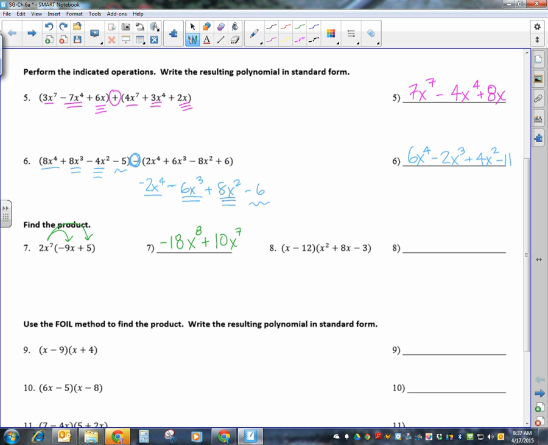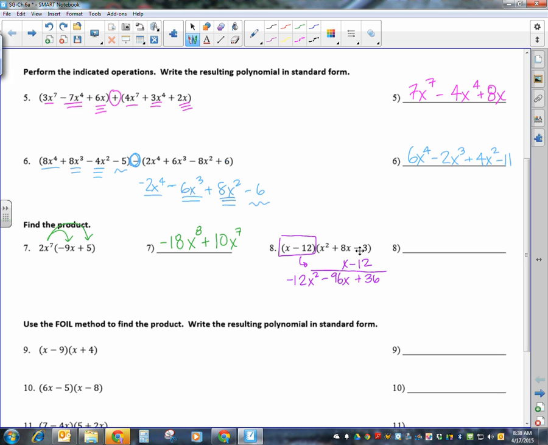Okay, next. This one, what I suggest you do was the vertical method because it helps you remember or see exactly what your terms are. So I'm basically taking this and I'm going to write the same thing down here, x minus 12. And then we're doing it like we do the standard multiplication algorithm. So negative 12 times negative 3 is positive 36. Negative 12 times positive 8x is negative 96x. Negative 12 times x squared is negative 12x squared.